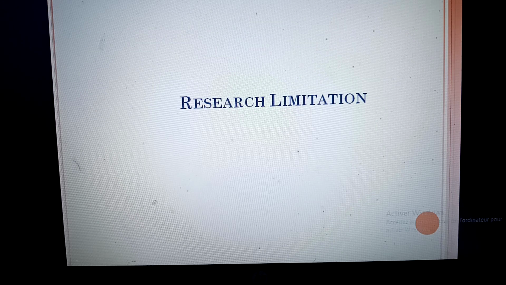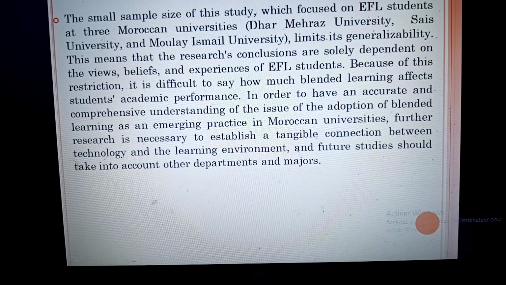Of course, concerning the research limitations, as we know, even good research has limitations. So the small sample size of this study, which focuses only on EFL students at 3 Moroccan universities, limits its generalizability, which means that the research conclusions depend solely on the views, beliefs, and experience of EFL students. Because of this restriction, it is difficult to say how much blended learning affects students' academic performance.